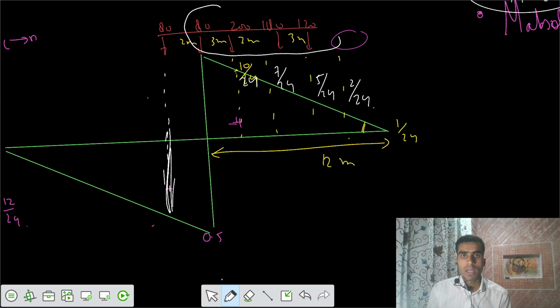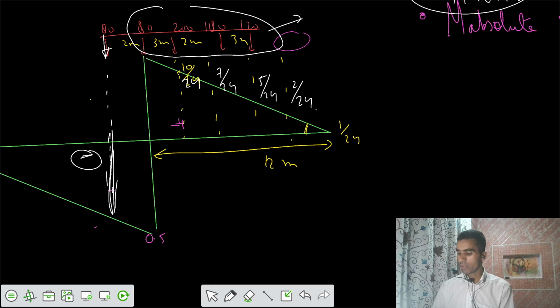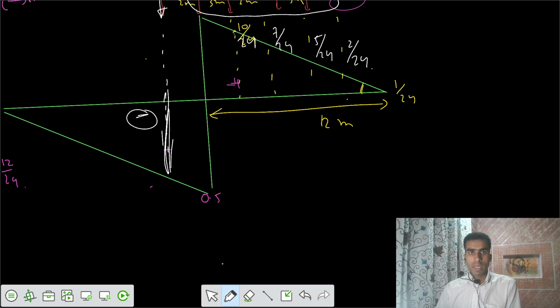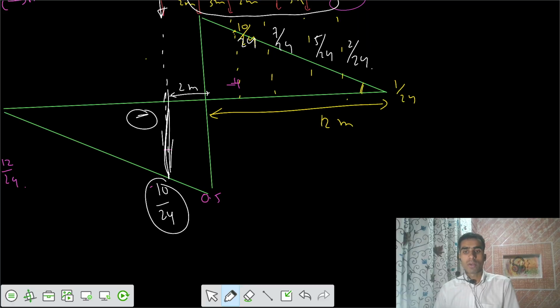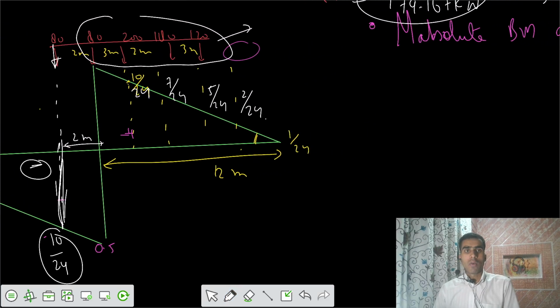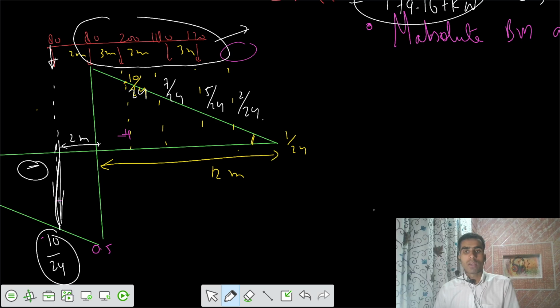Because of this part only, it would have been contributed more, but because of this 80, we had to subtract this effect also. So we had to check that effect also. I would say this ordinate would be, this was your 2 meter, and total length was 12. So this one would be your 10 by 24, ordinate of 10 by 24. And if I write the values now, the ordinates might differ. Now, ordinates might get changed.